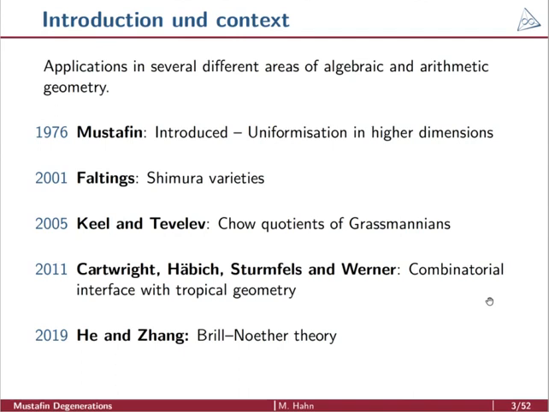Tropical geometry will frequently occur as a verbal footnote in the rest of this talk. I don't really want to say what it is, but you can think of it as a combinatorial shadow of algebraic geometry, a combinatorial framework to study objects in algebraic geometry. And in 2019, building on work of Bing-Ling Li and myself that we will see later on, He and Zhang developed an application of Mustafin degenerations in p-adic Hodge theory. As you can see from this slide, Mustafin degenerations have a very vast and diverse array of applications in algebraic and arithmetic geometry.